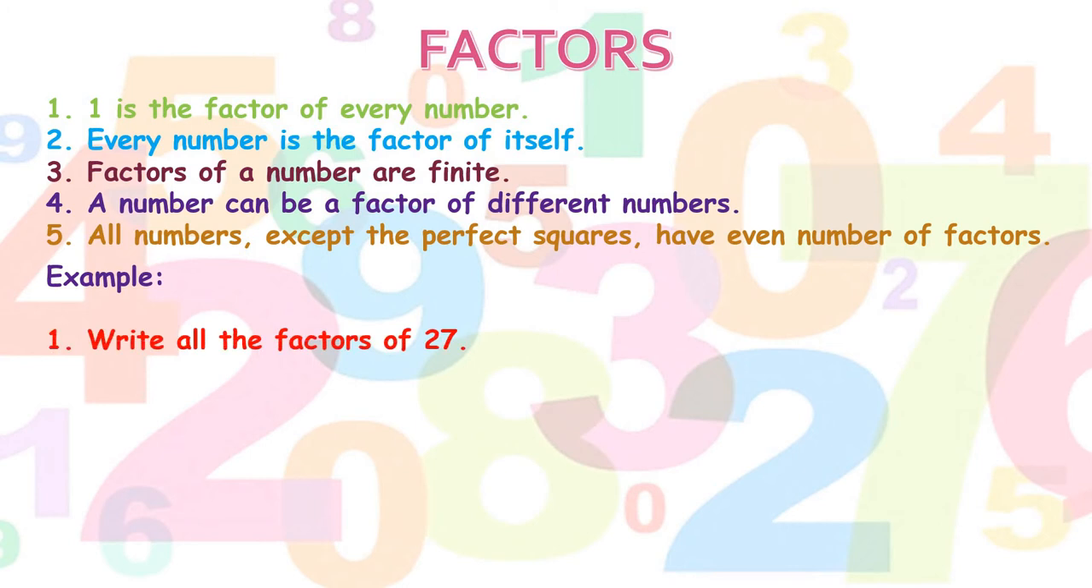Example, write all the factors of 27. Right? You have to find all the numbers which completely divide 27. Yes, these are 1, 3, 9 and 27. See, the lowest factor is 1 and the highest factor is the number itself.